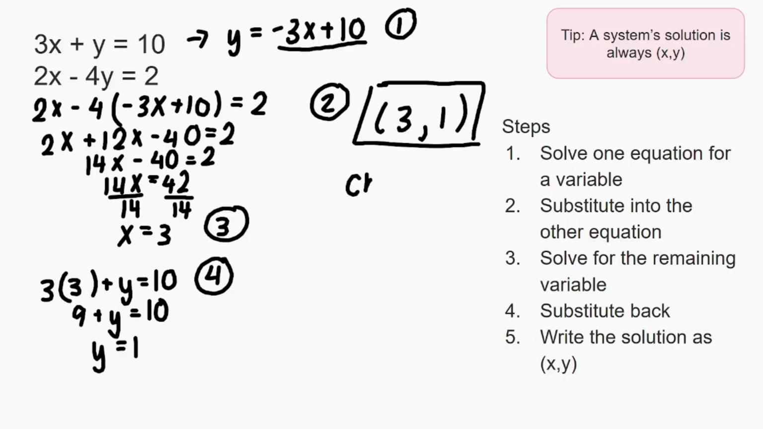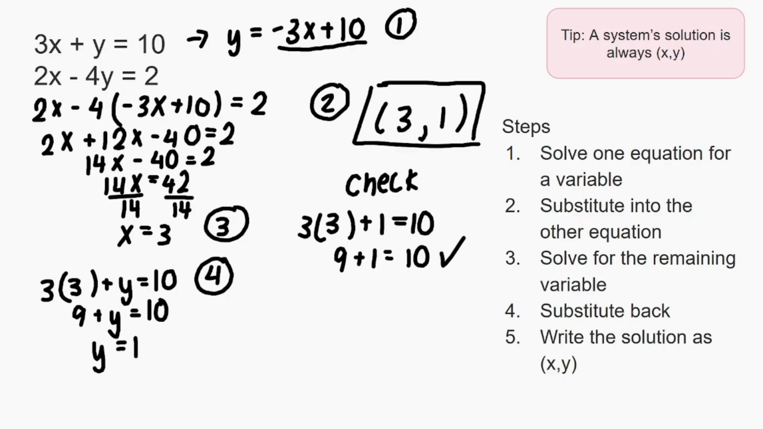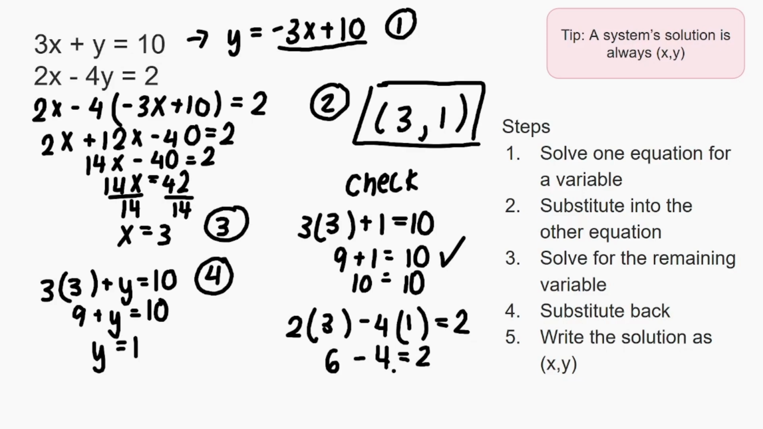Let's do that. 3 times 3 plus 1 equals 10. 9 plus 1 equals 10. That's correct. 10 equals 10. Our second equation as well should work. 2 times 3 minus 4 times y equals 2. 6 minus 4 equals 2. 2 equals 2. So we know that's correct as well.